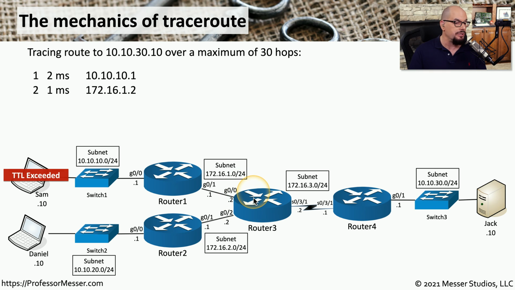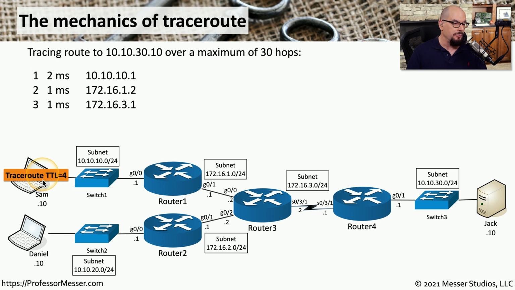This process occurs again, with Sam now setting the TTL equal to 3. It makes its way through the network from router 1 to router 3. This time it makes it all the way to router 4 before the TTL is exceeded, and that message is sent back to Sam's workstation. This is 1 millisecond later, and 172.16.3.1 is the router that reported that message.